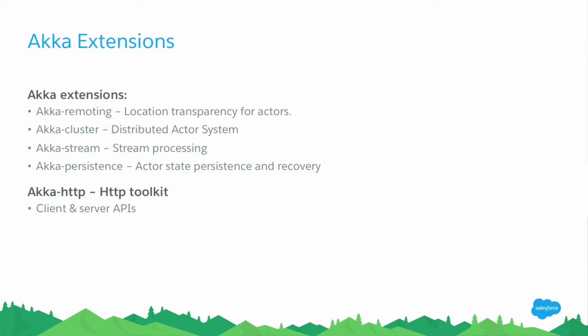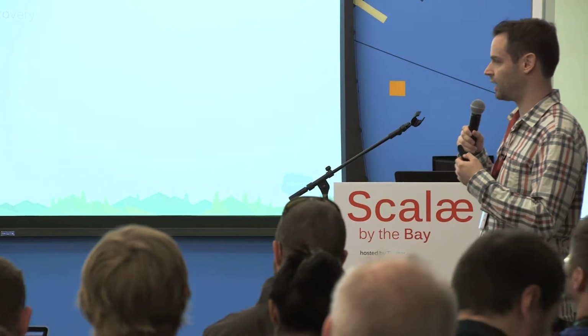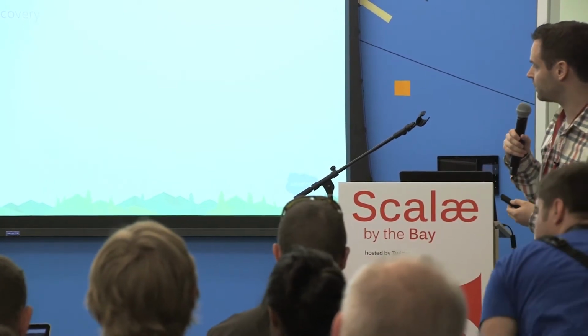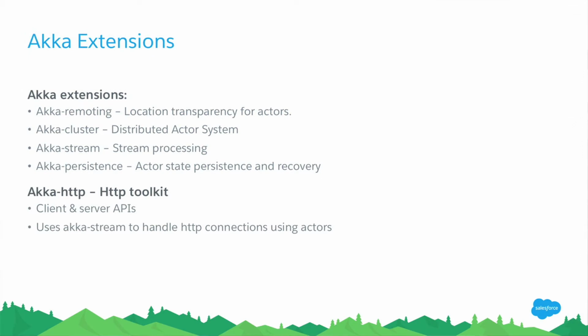And then the extension we're going to look at today is Akka-http. Akka-http is the toolkit that lets Akka actors use HTTP to communicate with the outside world. HTTP is the most common protocol to exchange data today. And so Akka-http comes with a client and server API. It uses Akka streams to handle HTTP connections using actors. And it has a very expressive, functional, and intuitive DSL that actually originated from the Spray.io project. The people that were working on the Spray.io project are now working fully on the Akka-http project.